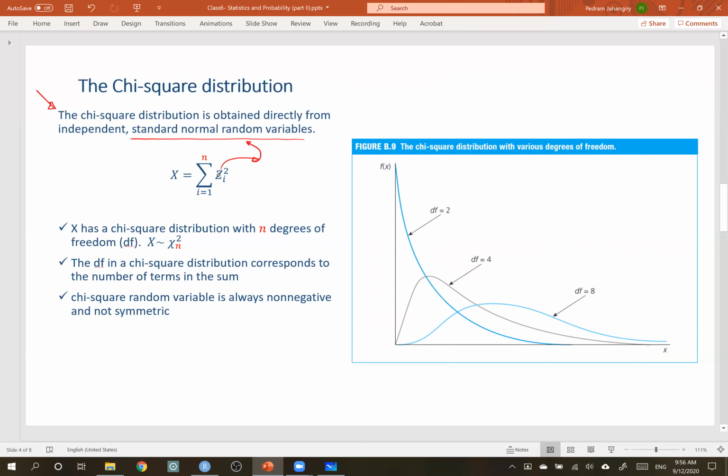So actually, let me do it this way. If I take a standard normal random variable and square it, and if I have a bunch of them and add them together, the output is going to be distributed with a chi-square distribution. And again, for you, the shape is important. Just remember, this is your random variable x. This is the probability density function, which we show with a small f. And look at that. The first thing that should pop up in your mind is that this random variable is always positive. The chi-square distribution is always positive. It starts from 0 and onward.